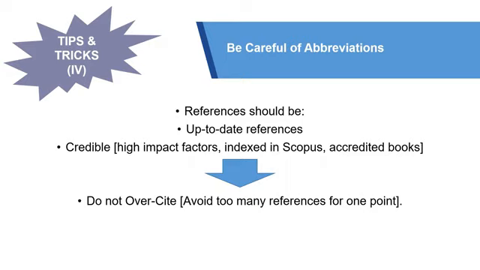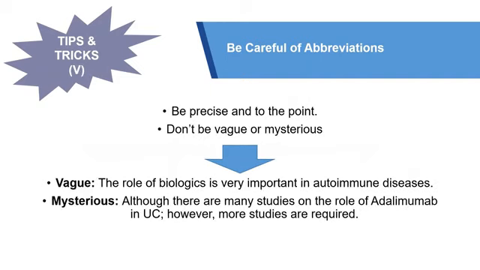And we see that a lot. We can see one sentence, and it's a very simple and known sentence, and it's referenced maybe 5 to 7 references. Only one is enough. Do not overdo your references.